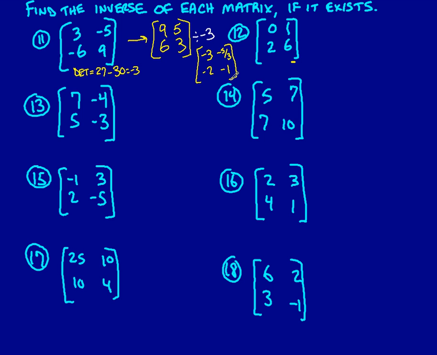Okay, and number 12, same thing. Start by flip-flopping. Let's do that first. Change the signs of the other diagonal. Now we find what the determinant is. The determinant here is going to be 0 minus 2, so negative 2. So I got to divide each one of these guys by negative 2. So I'll give you negative 3, positive 1/2. Positive 1, and 0 divided by anything is 0.